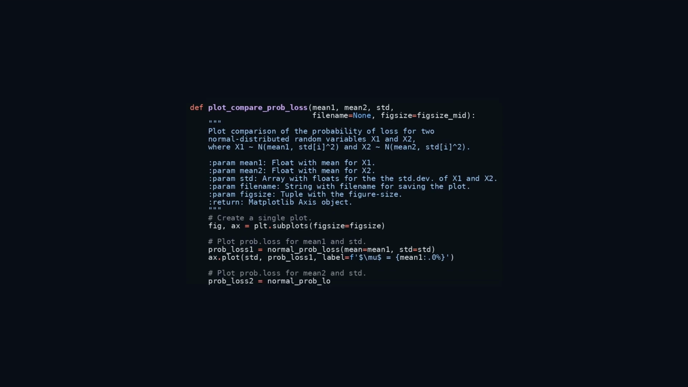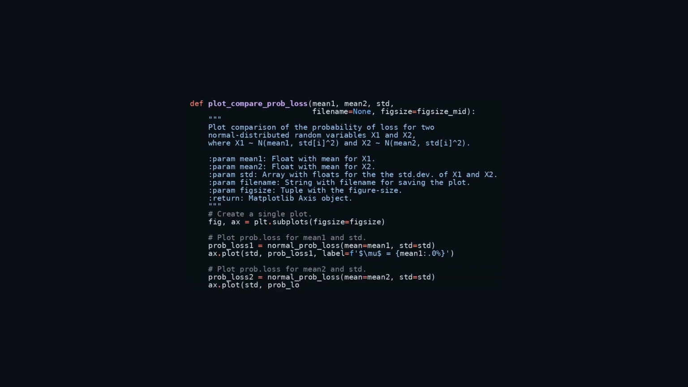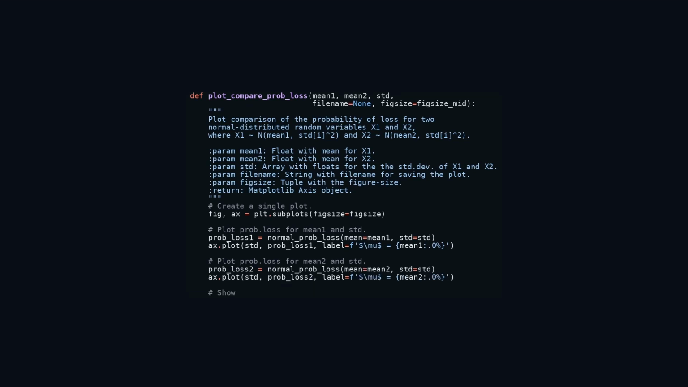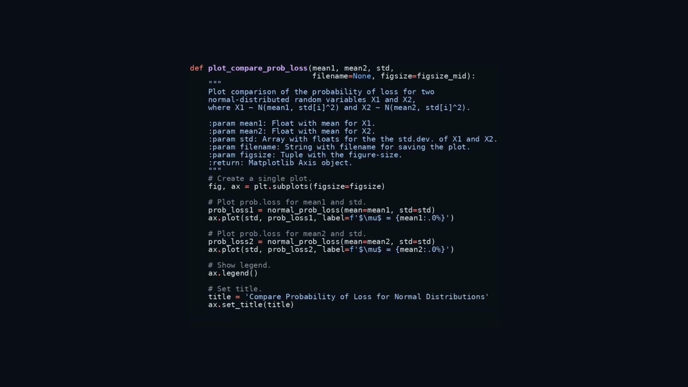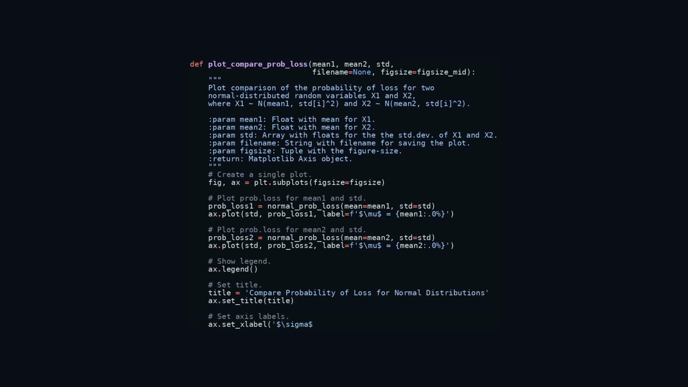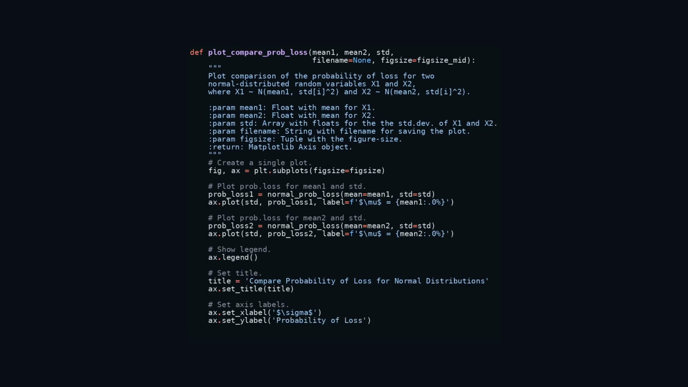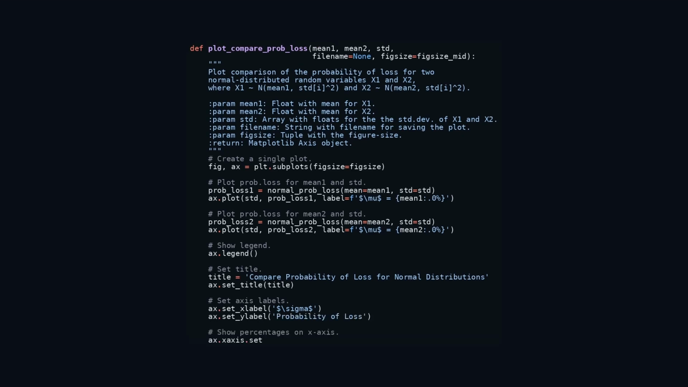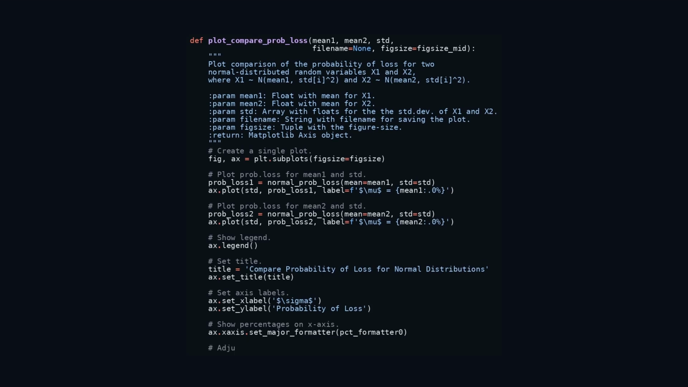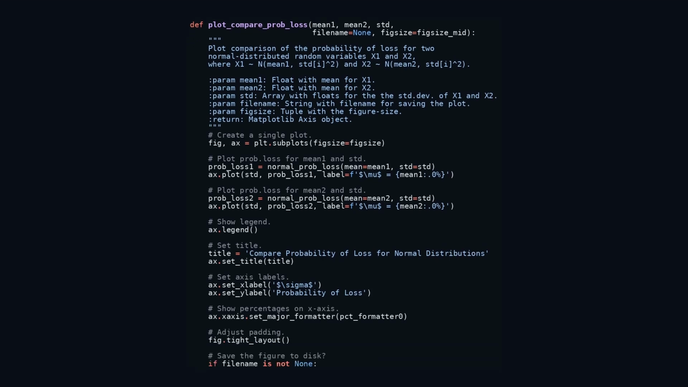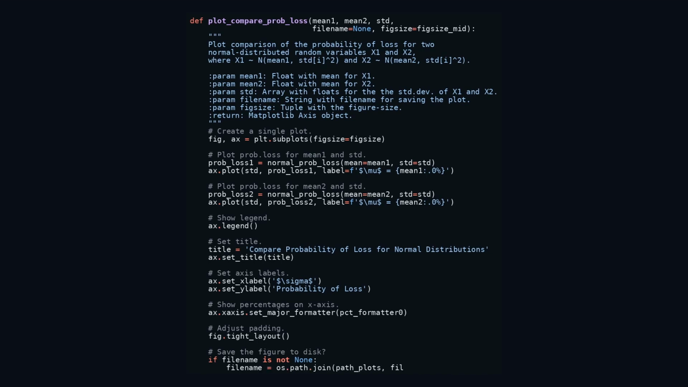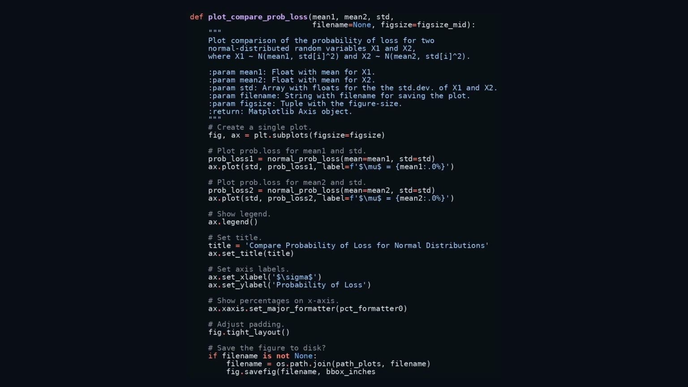The plot is enhanced with legends, titles, axis labels, and appropriate formatting. If a file name is provided, the function saves the plot to this specified file. Ultimately, the function returns the generated matplotlib figure object. This visualization tool is particularly useful when comparing the probability of loss between two different normal distributions given their mean values and standard deviations, aiding in the understanding and risk assessment of the random variables described by these distributions.